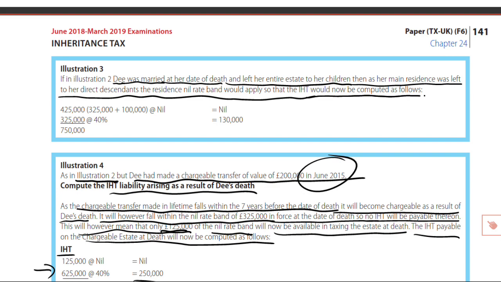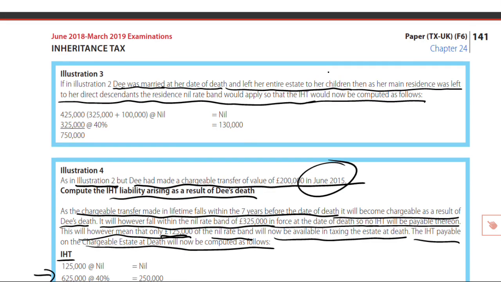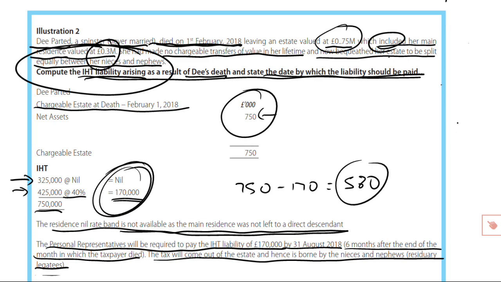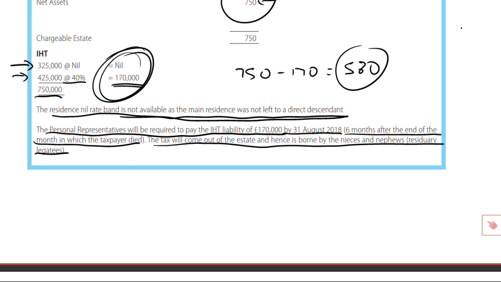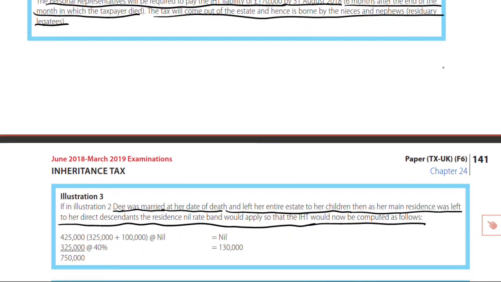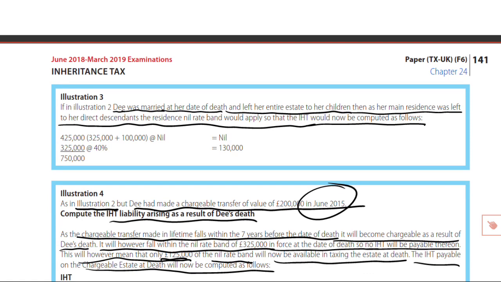If we look back to what we said in illustration 2, we had a £750,000, a 0.75 million estate, and that included her main residence, valued at £300,000. Now again, that 300,000, that 0.3 million, included within the death estate, would be after having deducted, of course, any mortgages, repayment or interest only mortgages. That's the net value of that. Clearly that is more than £100,000, so the full £100,000 residence nil rate band would be available.